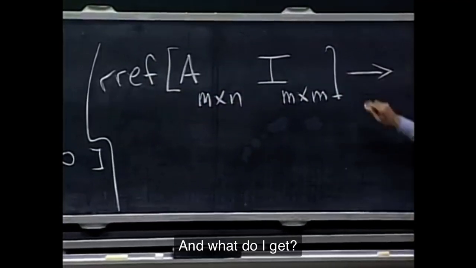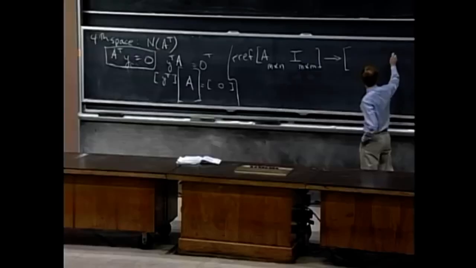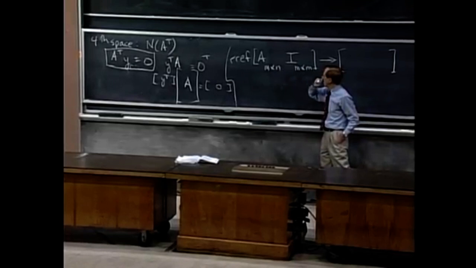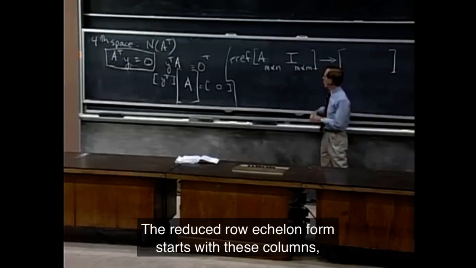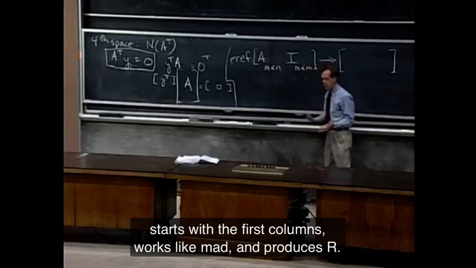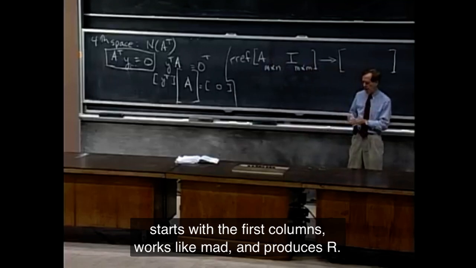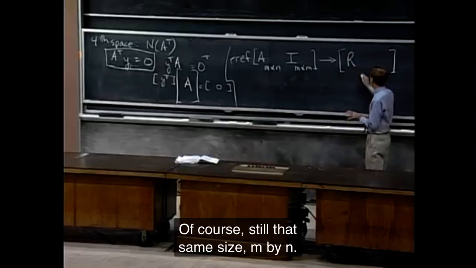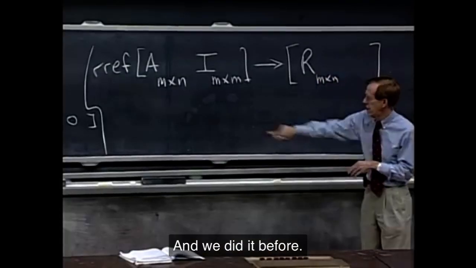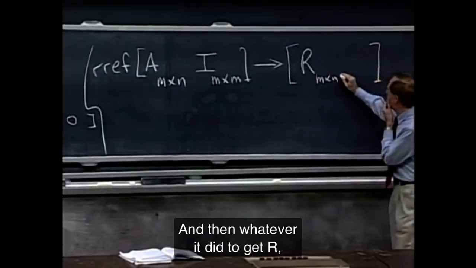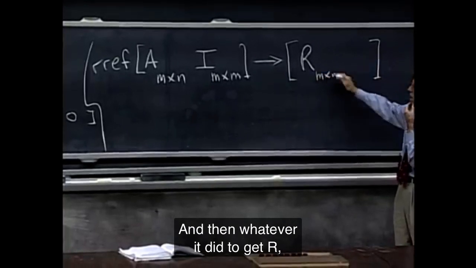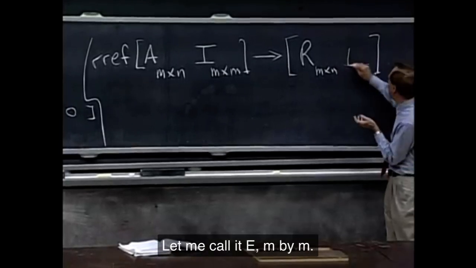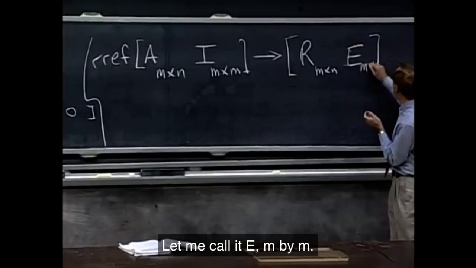And what do I get? The reduced row echelon form starts with the first columns, works like mad, and produces R. Of course, still that same size, m by n, and we did it before. And then, whatever it did to get R, something else is going to show up here. Let me call it E, m by m.